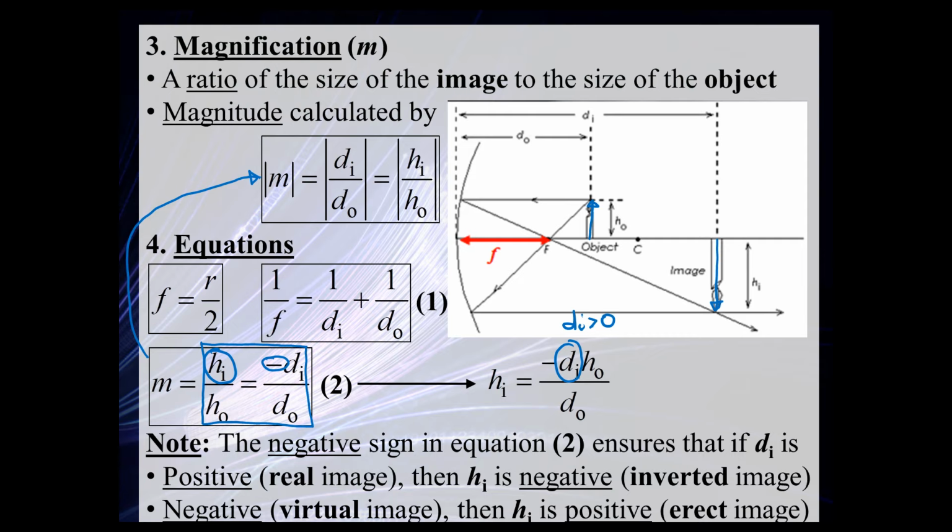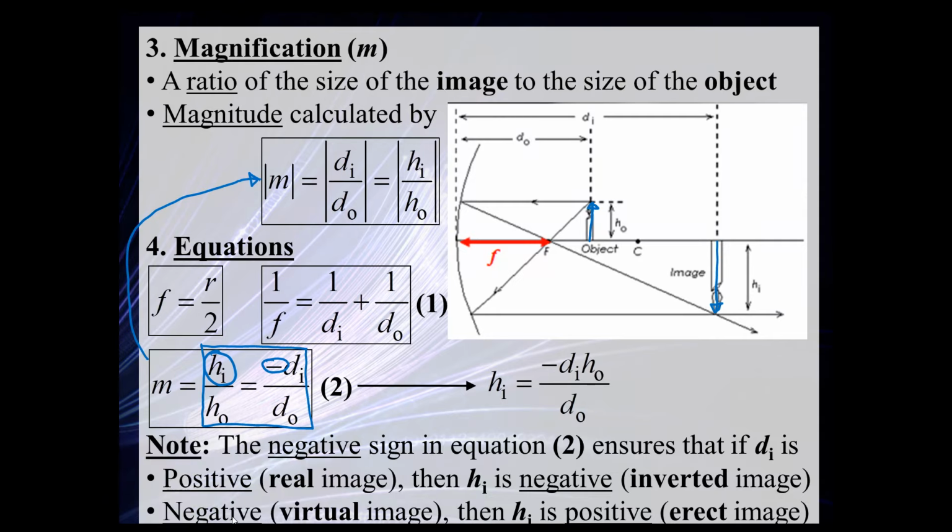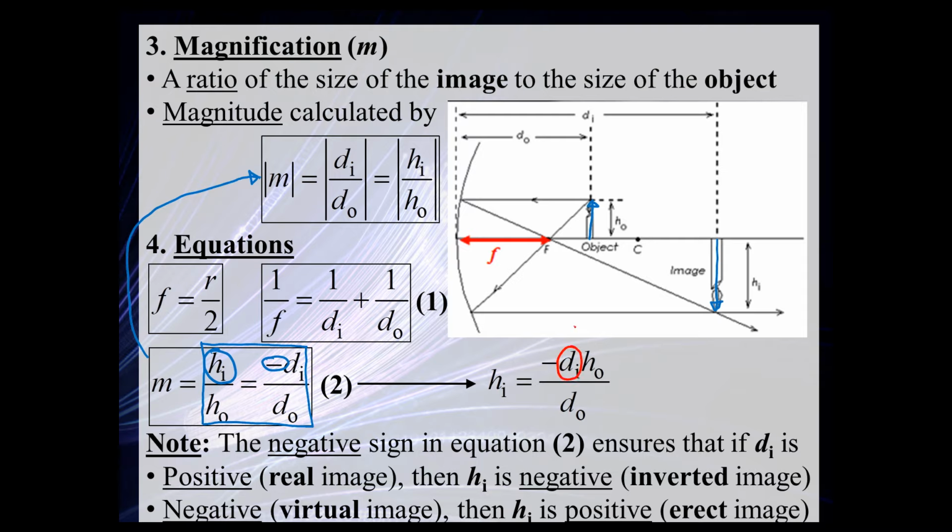Now, the opposite is going to be true if you have a virtual image. A virtual image, according to our sign convention, tells me that di is a negative number, so that's going to be less than 0. Well, let's see what happens with the math. If di is negative and you multiply by that negative, negative times a negative is a positive. ho and do are always positive, therefore you get a positive hi value, which means if you have a negative di value, which is a virtual image, you must get an erect image.